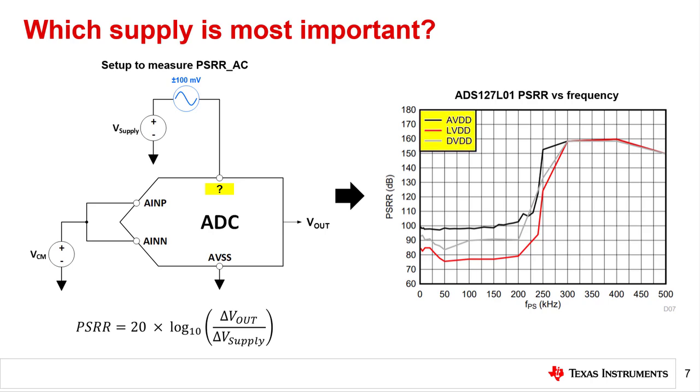Importantly, the ADS127L01 also has three distinct supply voltages. AVDD is analog supply in black, DVDD is digital supply in gray, and LVDD is ADC modulator supply voltage in red. From the plot, it is clear that the modulator supply, LVDD, has the lowest PSRR, and therefore the highest susceptibility to power supply noise. Let's explore this concept in more detail on the next slide.